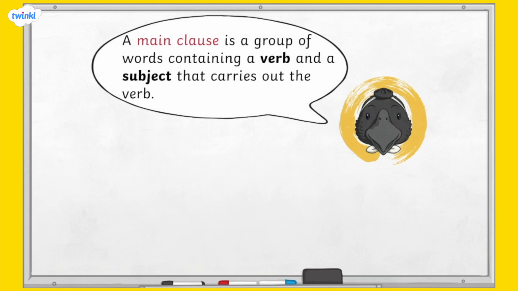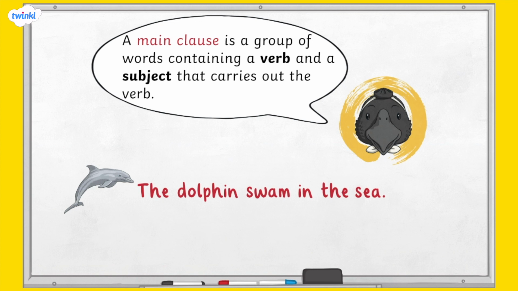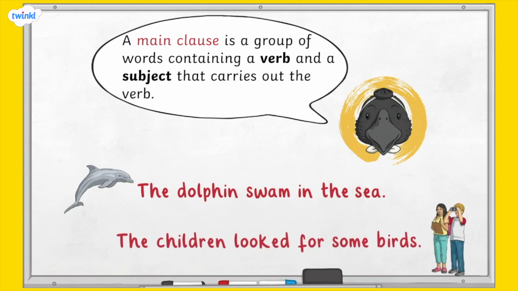A main clause is a group of words containing a verb and a subject that carries out the verb. It makes sense on its own as a sentence and expresses a complete thought. For example, the dolphin swam in the sea. The children looked for some birds.